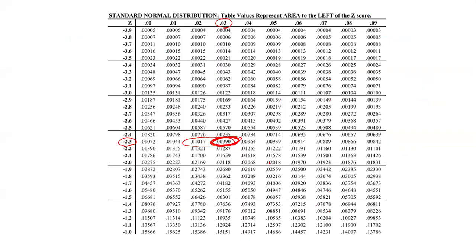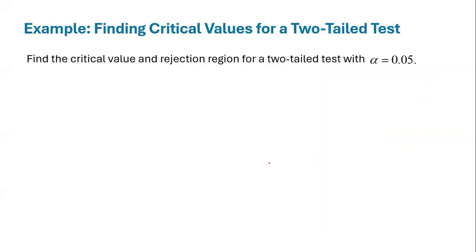Next example. We want to find the critical value and the rejection region for a two-tail test with alpha equal to 0.05. If it's a two-tail test, that means we have two critical values. So the shaded areas are on the two tails. Half of the alpha is on the left and the other half is on the right.